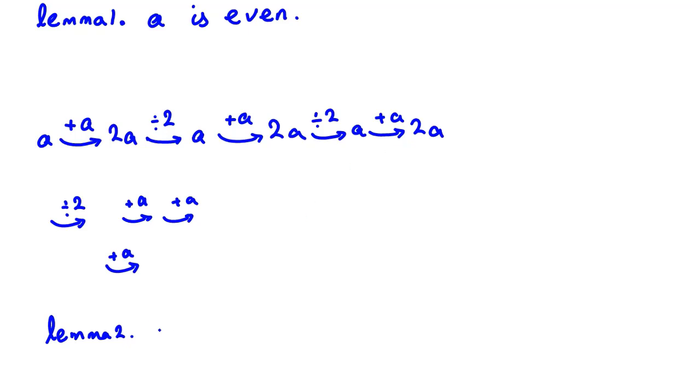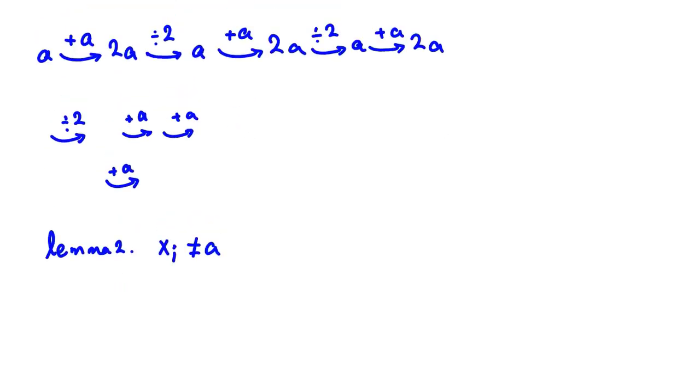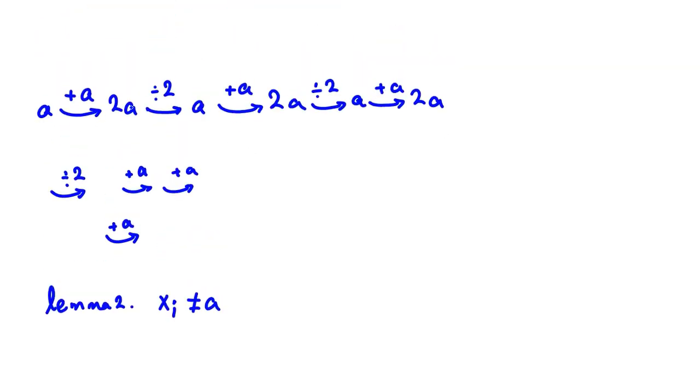So lemma 2: the xi are not A. Okay, our numbers are x1 to xm, so none of them should be A. We've reached this one by using lemma 1. We've considered that. Now, if we consider this one, as you can see, for example, it was A plus A, 2A, and something like this.